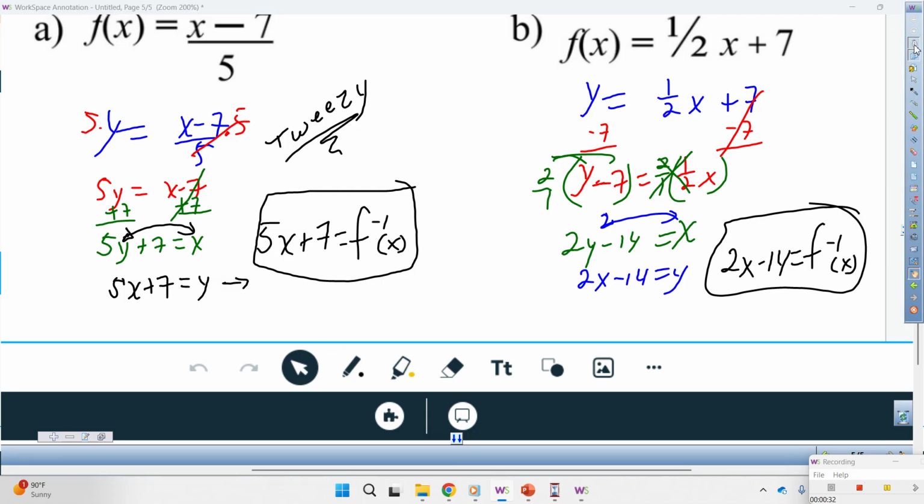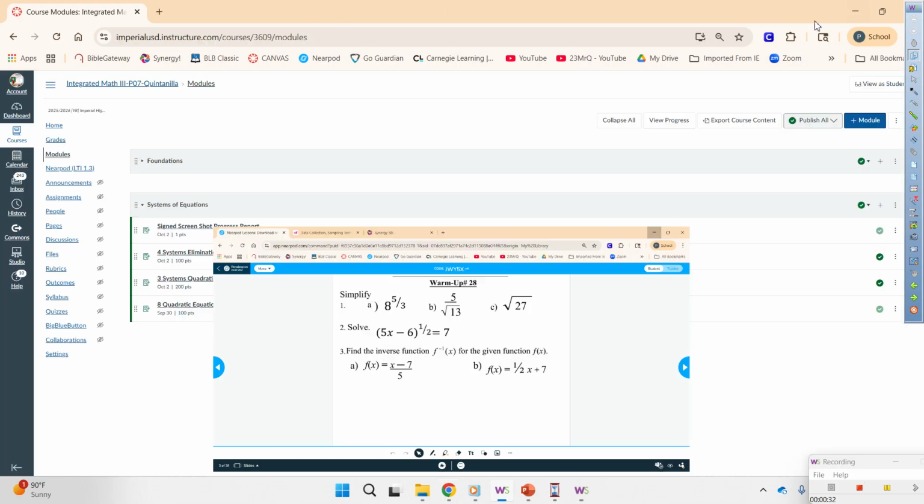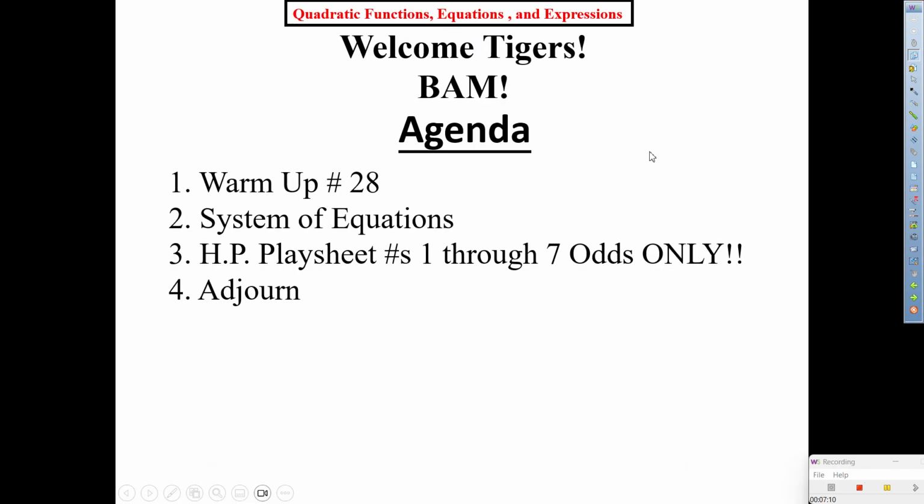All right. Send that in, please, and copy the agenda. Warm-up number 28, done. Systems of equations, we're in the middle of that. Tonight's home play sheet, numbers 1 through 7, odds only. However, last night you had a home play of only 3 systems. Is that correct? All right, so go to Canvas, turn that in, please.